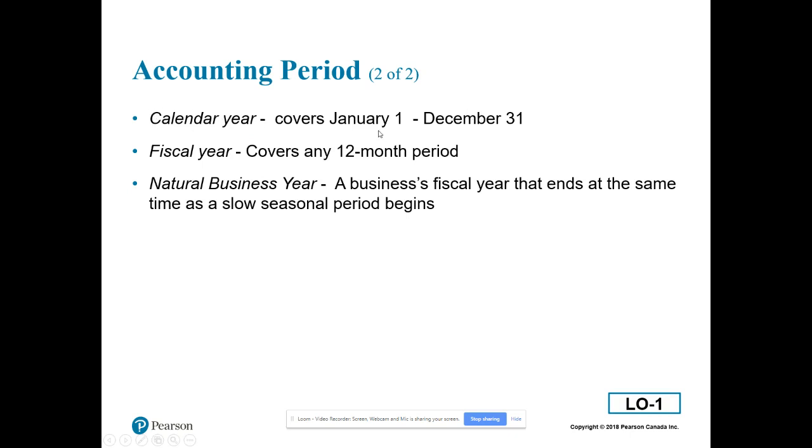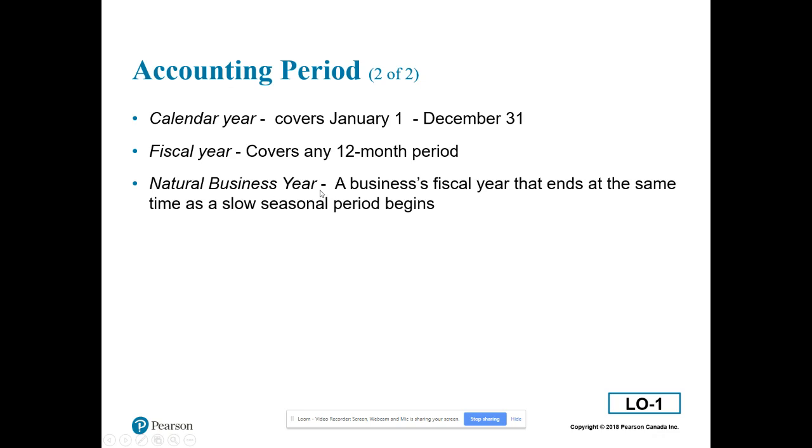A calendar year is a 12-month period covering January 1st to December 31st, as you're used to on a calendar. A fiscal year is a special accounting term where a business can choose when they want to have their year end. They don't have to choose December 31st. They can choose any 12-month period. They could say, I want it to end April 30th, so it would start May 1st and end April 30th.